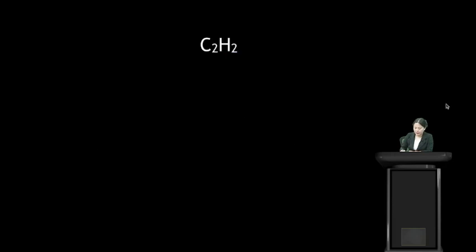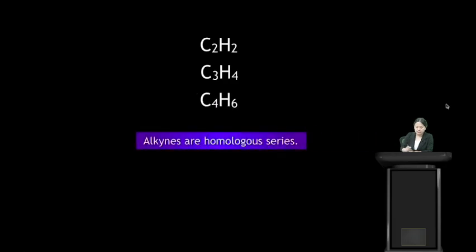Now we have another series here. We have C2H2, C3H4, C4H6. So these are alkynes. Again, you see that they differ by CH2. So alkynes are also a homologous series.